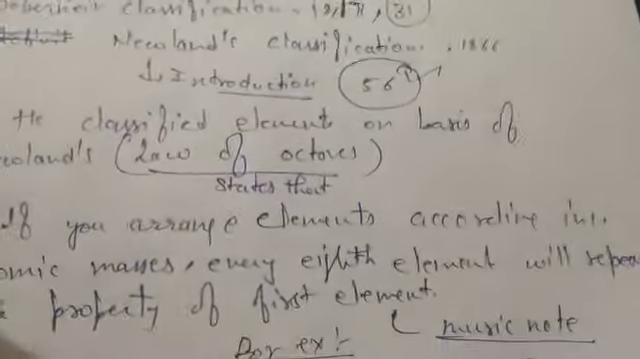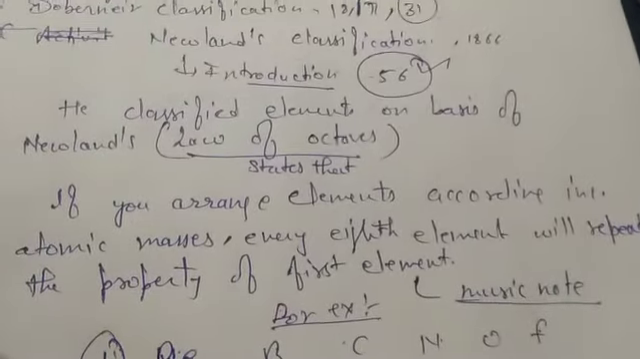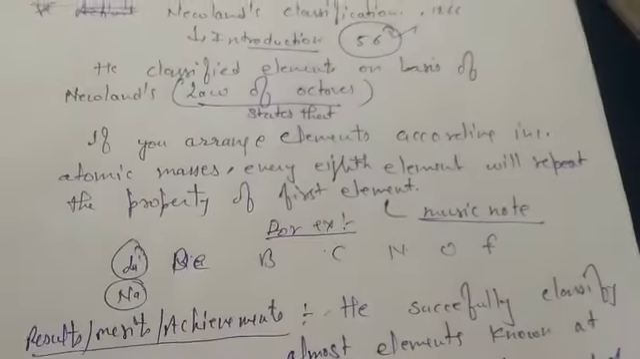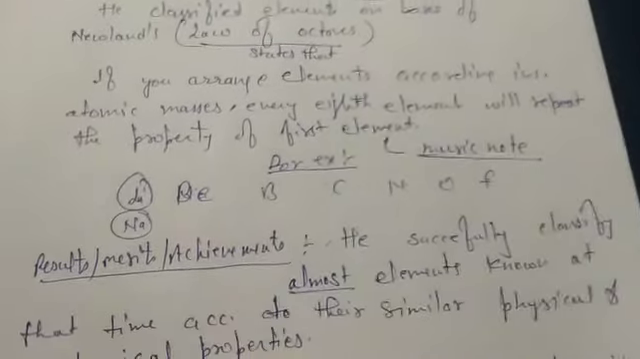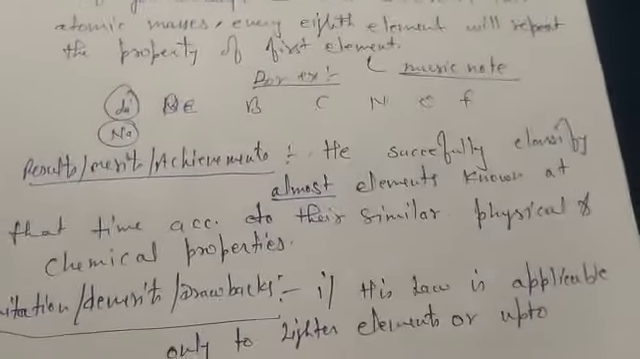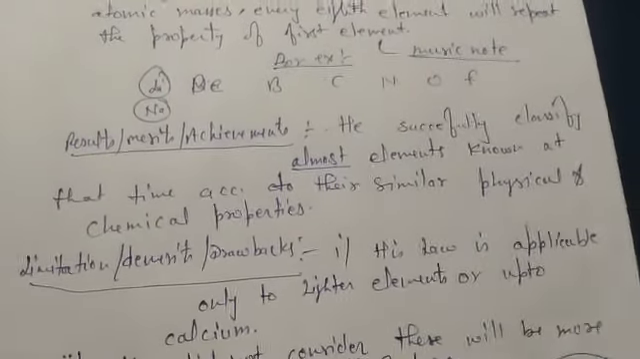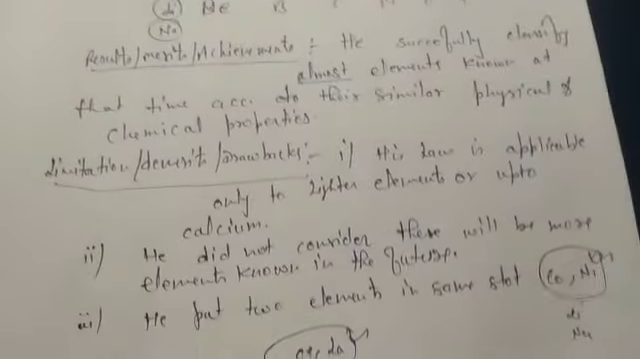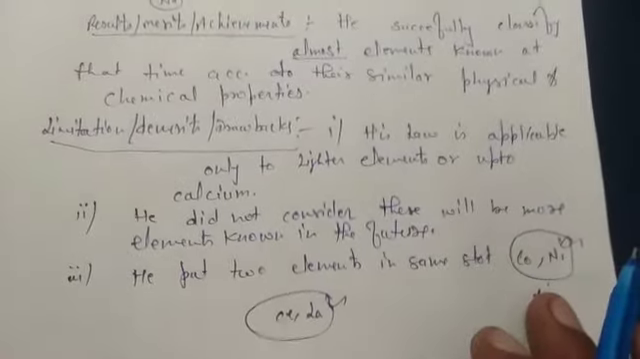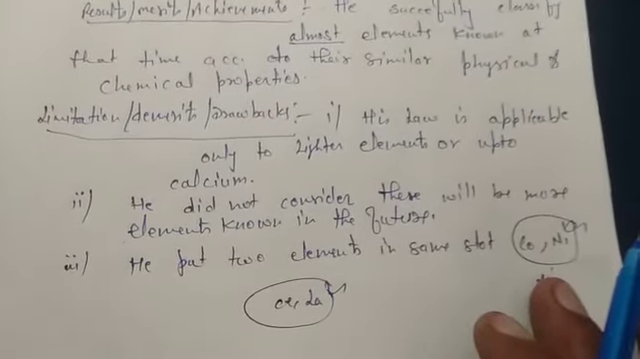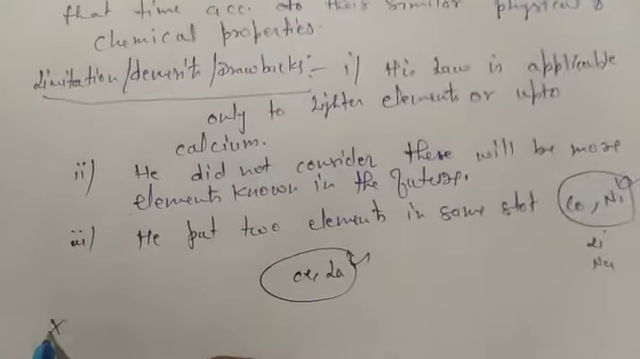I am summarizing Newlands' classification again. We started with the introduction: 56 elements known, the law of octaves on the basis of which he classified, then an example. Then in the results, he successfully classified almost all elements, and this classification was the most successful at that time. Second, about the limitations, we clearly understand that these are the three basic limitations regarding Newlands' classification. So today we have completed Newlands' classification.